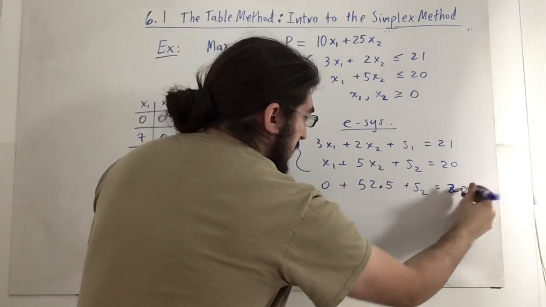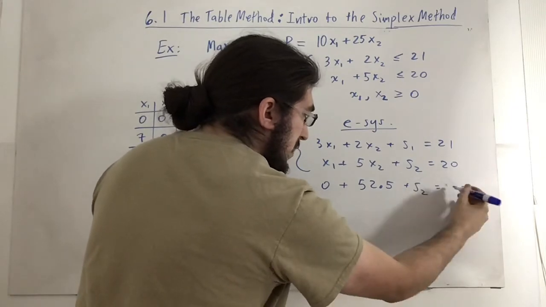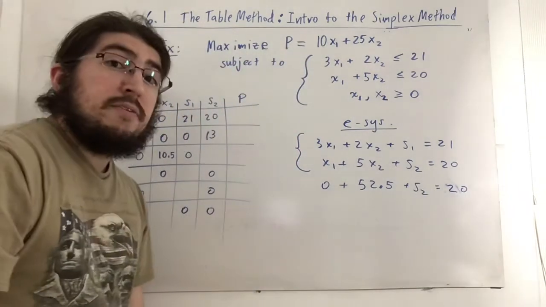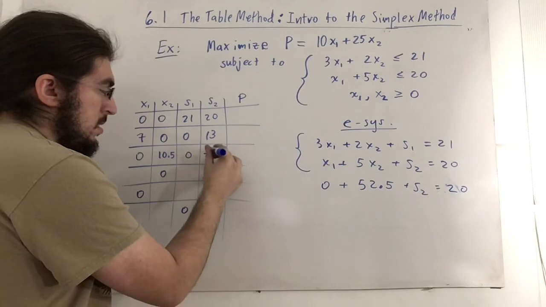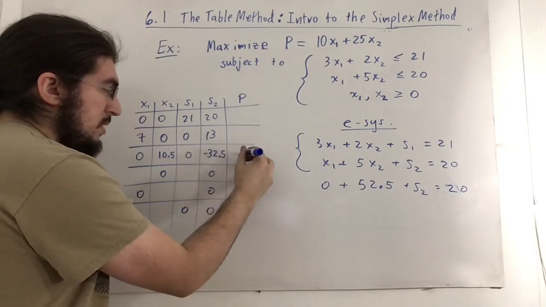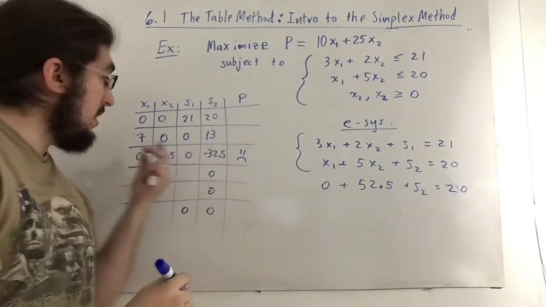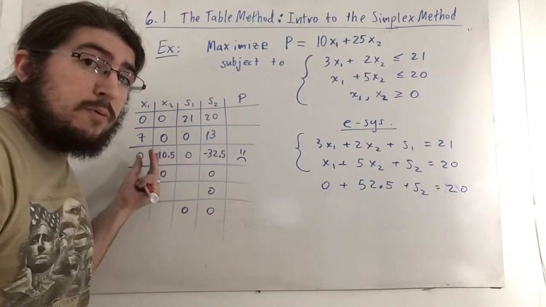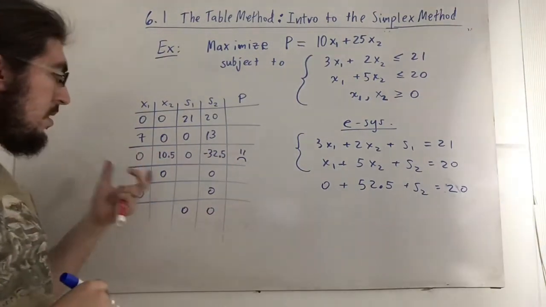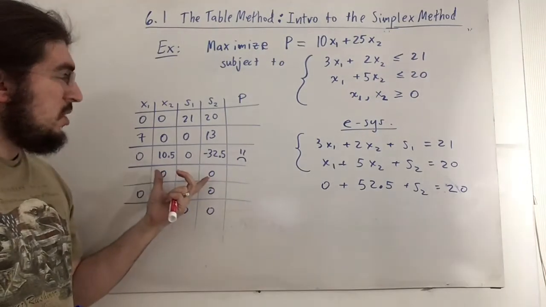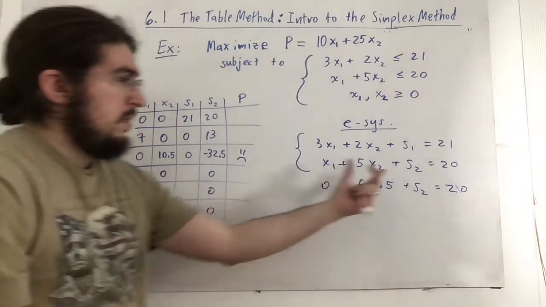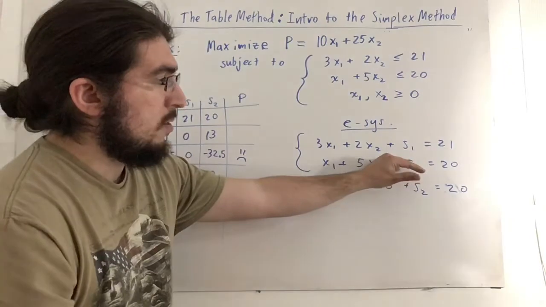So with that being said, to solve for s2, you subtract that to the other side, and you'll get negative 32.5. And remember, this is bad, because since the slack variable is negative, that means that this solution is not in the feasible region.